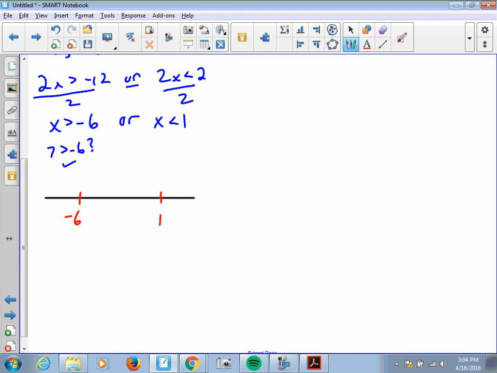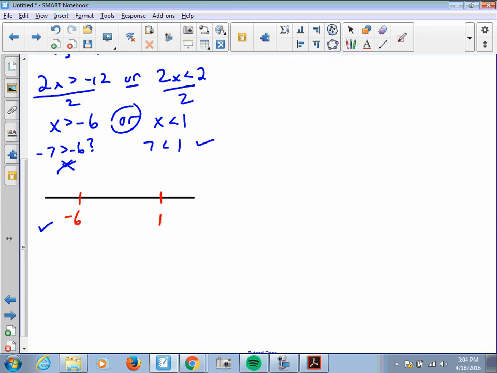Well, the answer is yes, it is. Remember, since it's "or", sorry, -7, that's wrong. -7 is not greater than -6. So that's wrong. But if I go over here, is -7 less than 1? Well, that is true. Good. So I can graph over there.